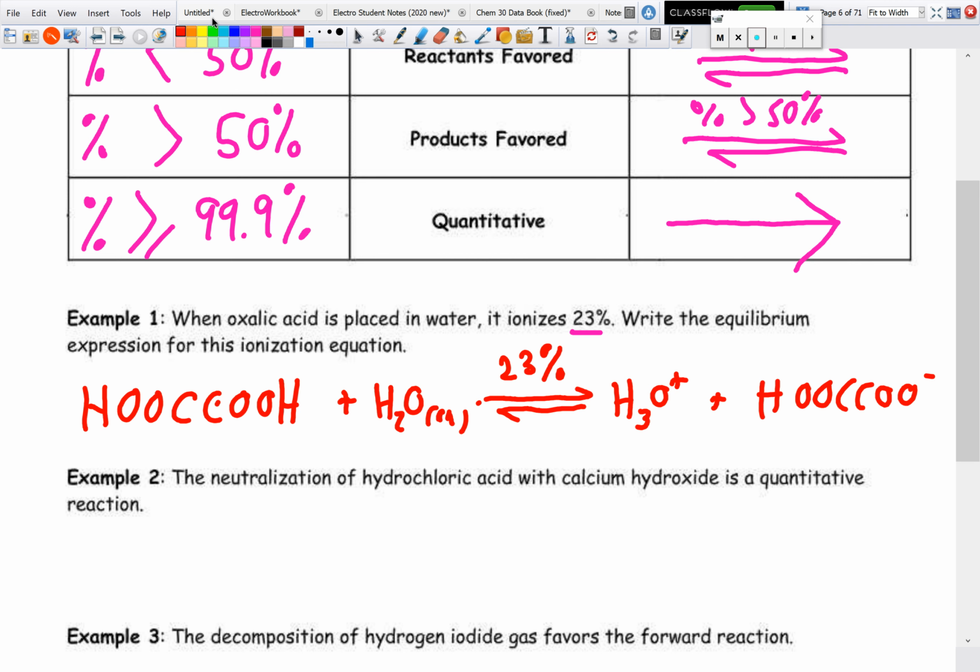Now you can easily write this one as well as just ionization with the Arrhenius theory, where you just have oxalic acid. You don't have that reaction with water, but it just produces H plus and then same thing, HOOCCOO minus.